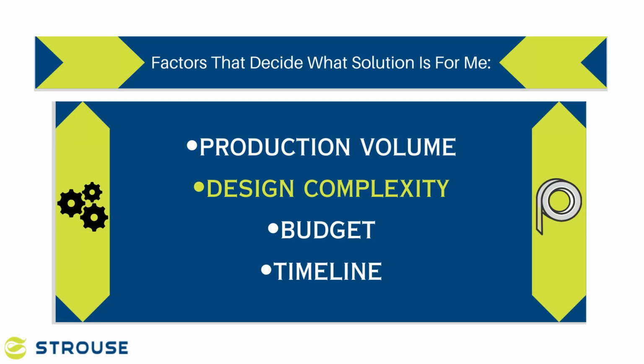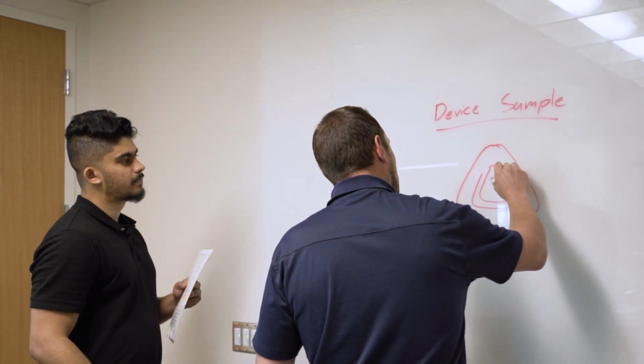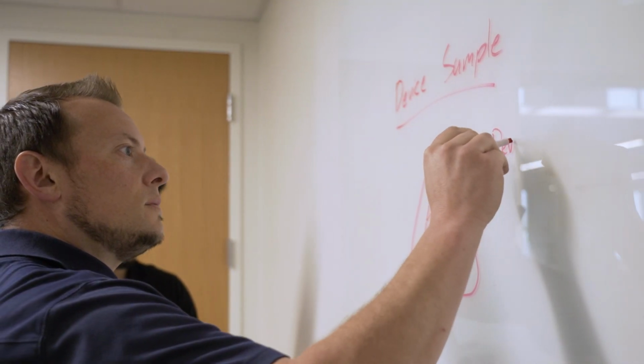The choice between sourcing individual components or assembled components depends on many factors, such as production volume, design complexity, budget, and timeline. Planning for the assembly process and manufacturing feasibility is crucial, so it's important to engage with your converter early in the design process to ensure the right choices for your product.